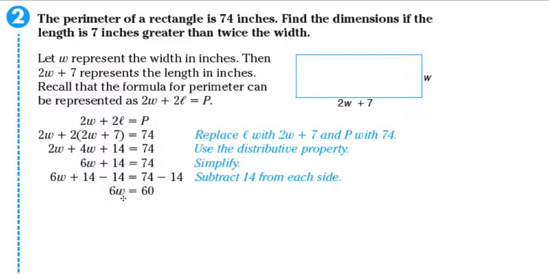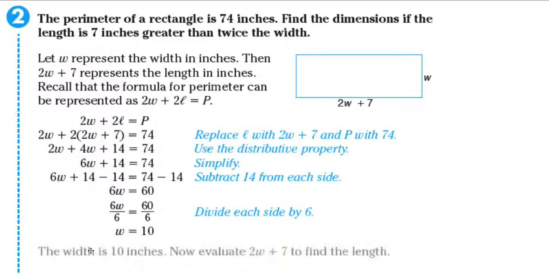And then since 6W is a multiplication operation, we divide both sides by 6. So we have now W equals 10. So the width is equal to 10. But we're not done because it's asking for the dimensions. We only found the width. So how do we find the length?